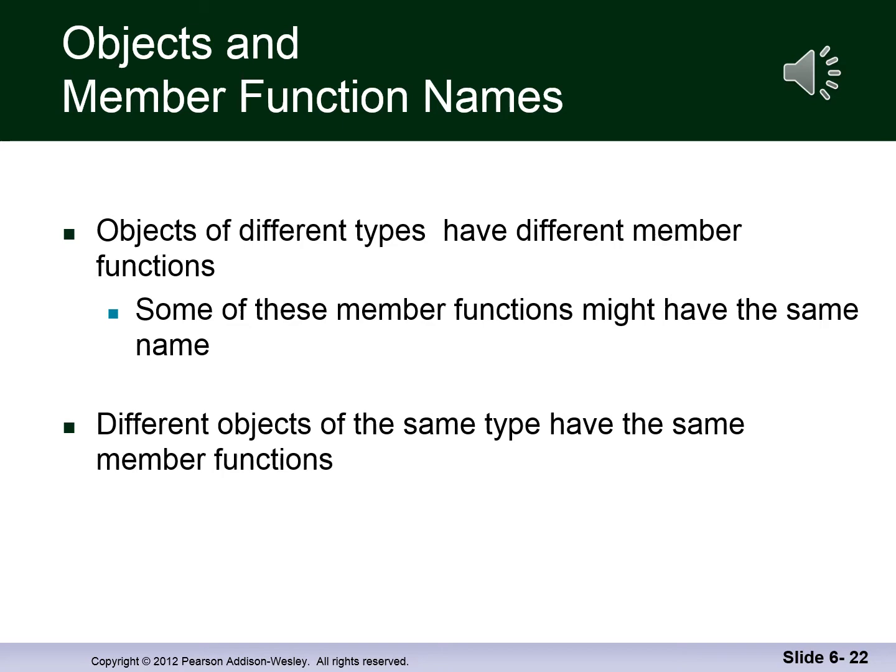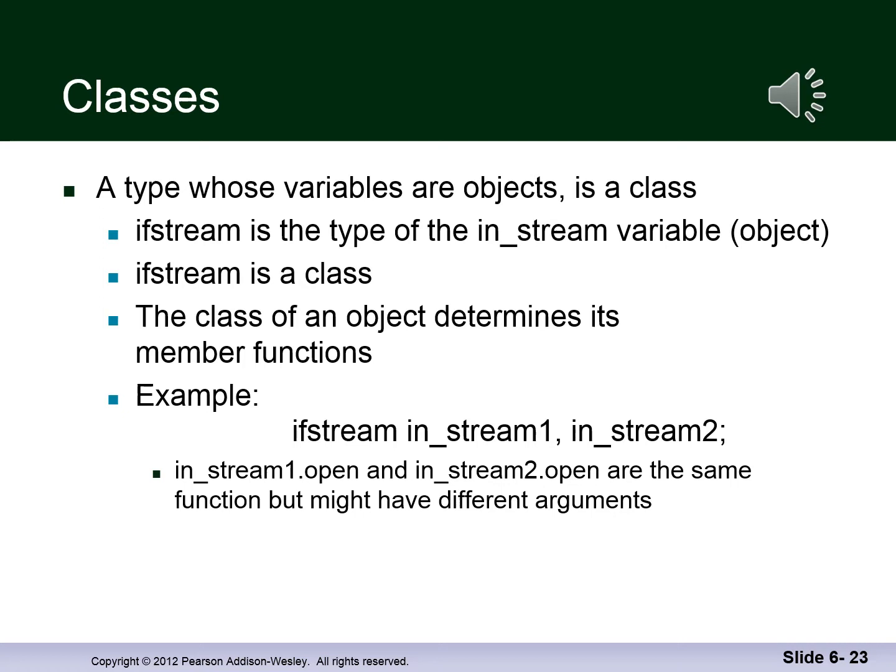A class is a type whose variables are objects. IFStream is the type of the instream variable object. IFStream is a class. The class of an object determines which member functions it has.